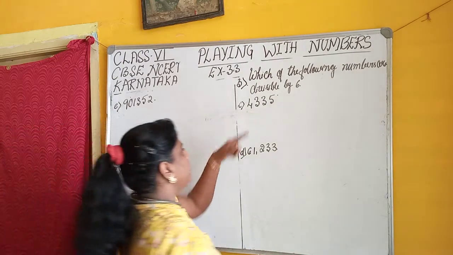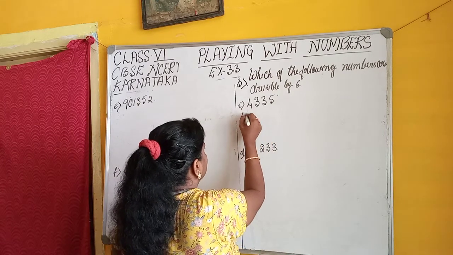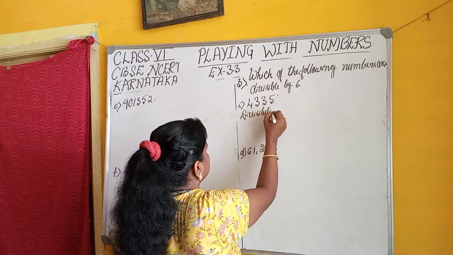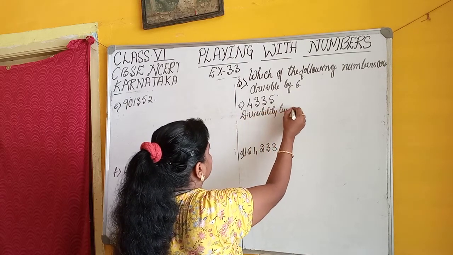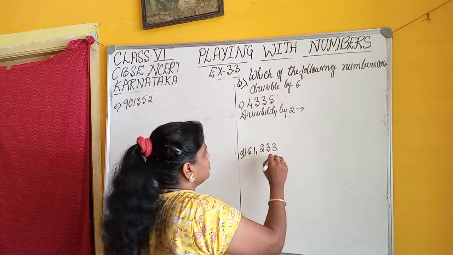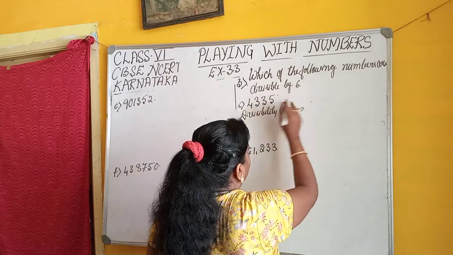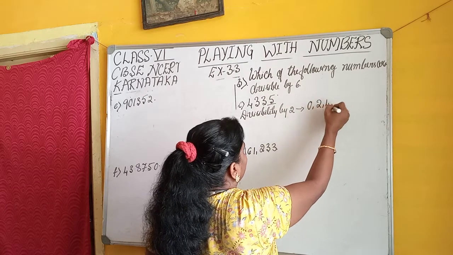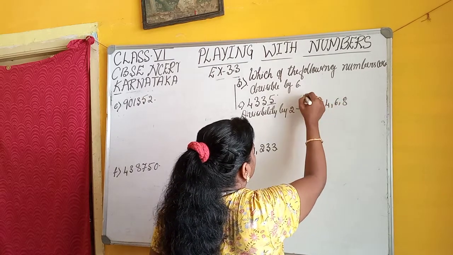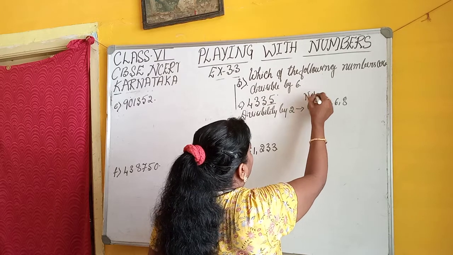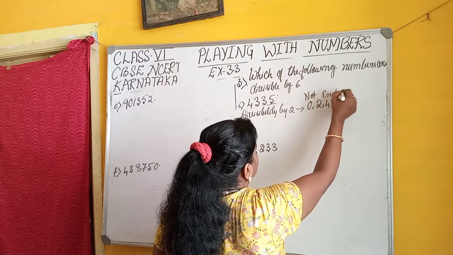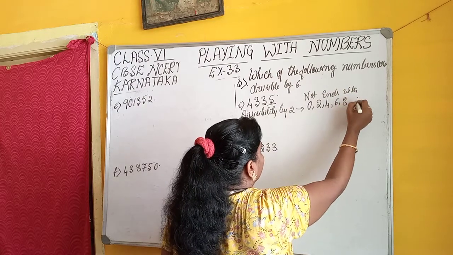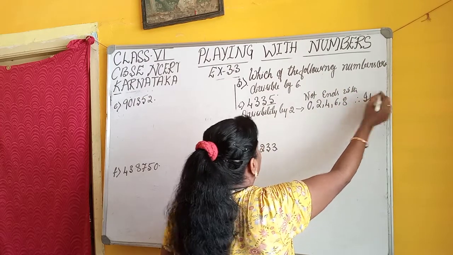Is it divisible by 2? No. Divisibility by 2: it does not end with 0, 2, 4, 6, 8. It ends with 5. Therefore, it is not divisible by 2.